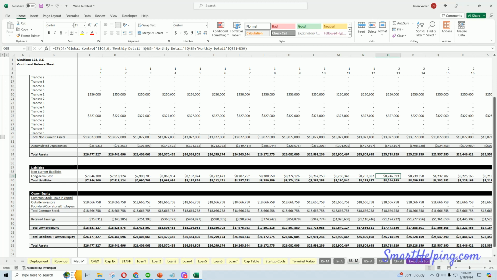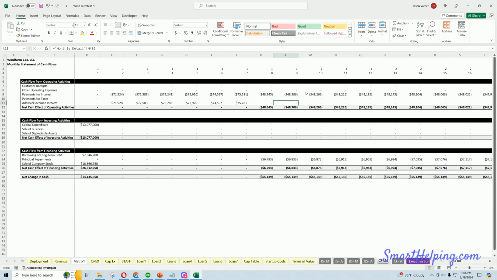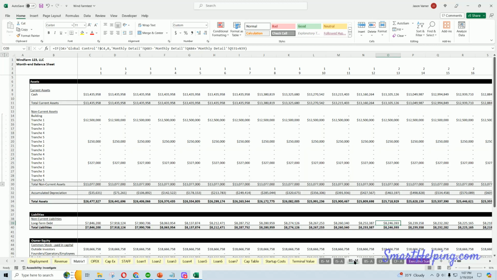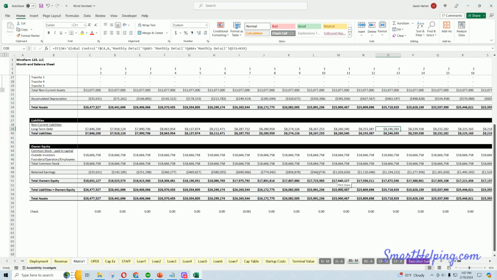Once that happens, the retained earnings will still go down by the interest. The cash flow is going to go down by the principal amount. You can see that happening here. And the principal amount and the interest amount are affecting the cash flow for the period. You've got a check here to make sure assets always equal liabilities plus owner's equity.